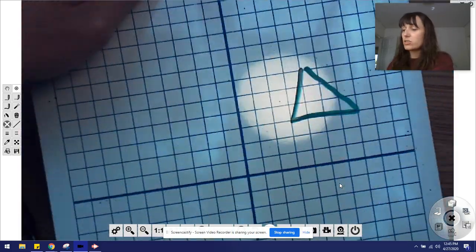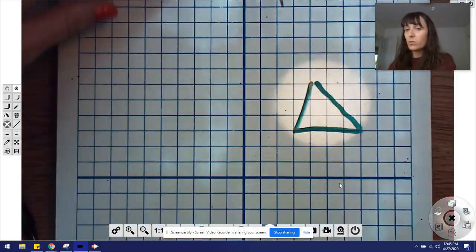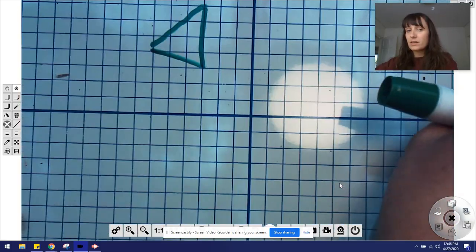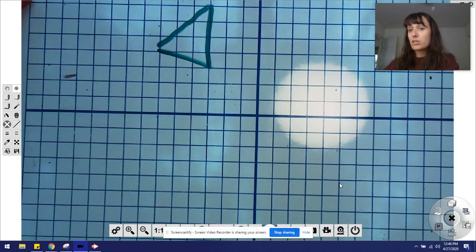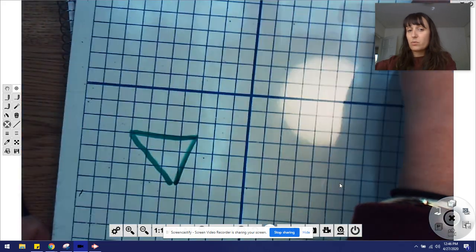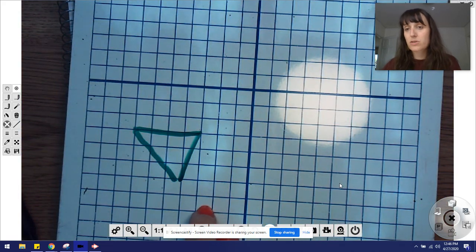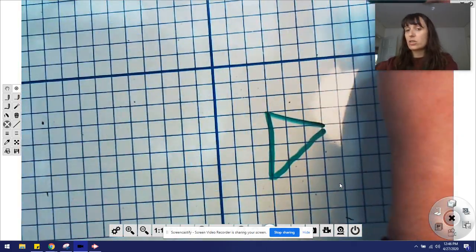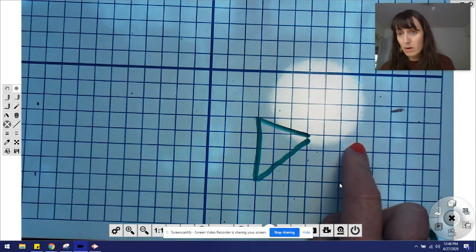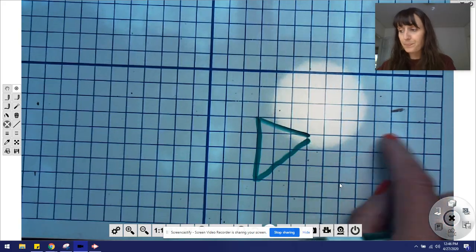Do you see how it changed? This was quadrant 1. When I turned it, now the image is in quadrant 2. 180 degrees, I would take my image and turn it one more time. Now it's in quadrant 3. 270 degrees, I would take it and turn it one more time to be in quadrant 4.